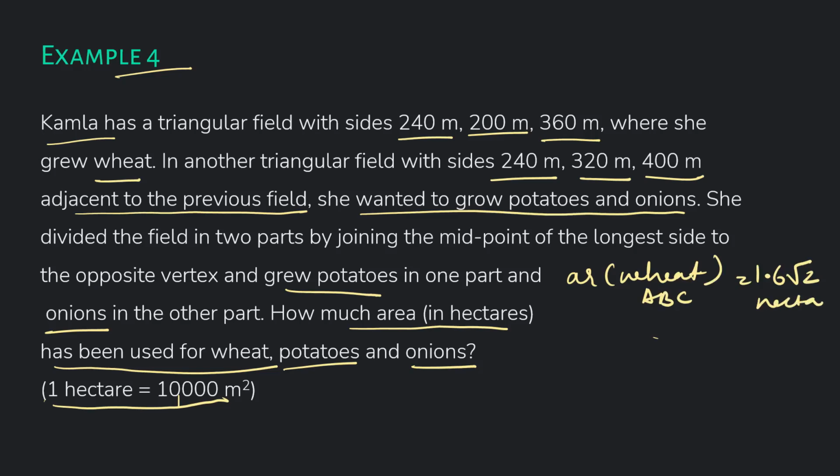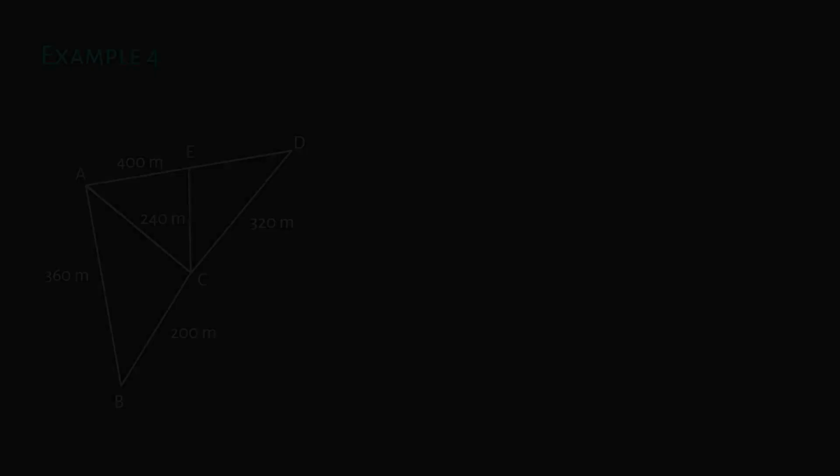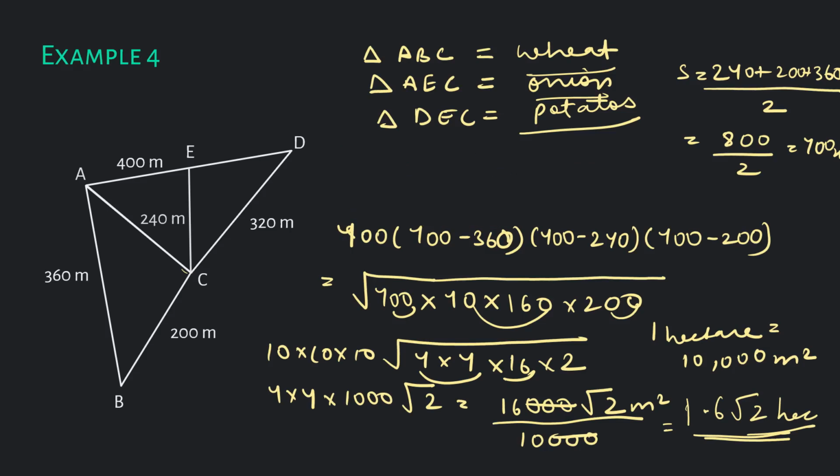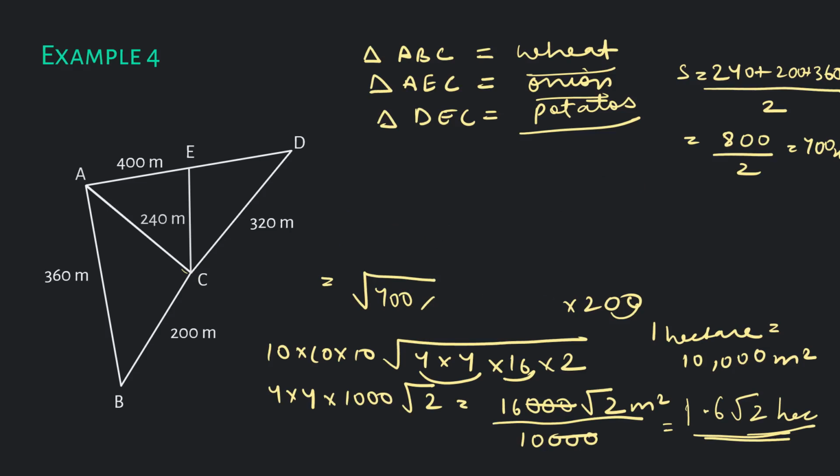hectare. Now let us move on to find out the area of the triangular fields on which onion and potatoes are grown. But here there is a problem: we do not know AC, EC, as our triangle on which onion is grown is AEC, but we do not know EC. Now what we can do is let us analyze the triangles further.